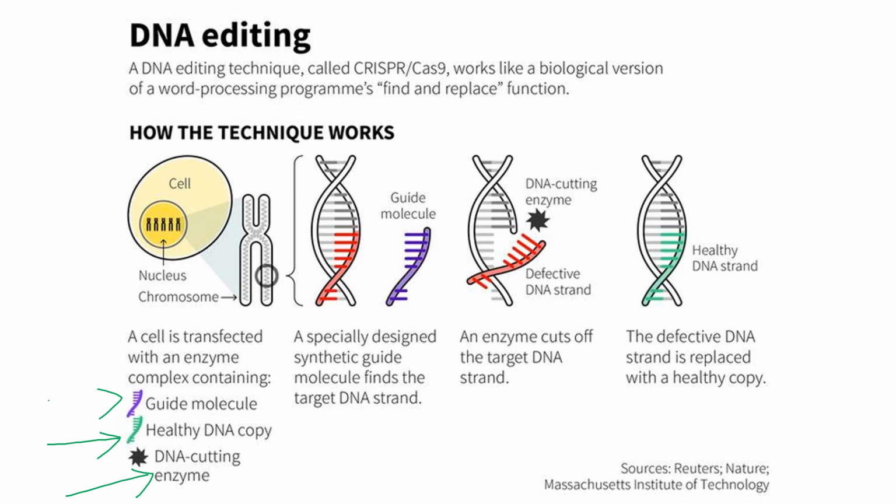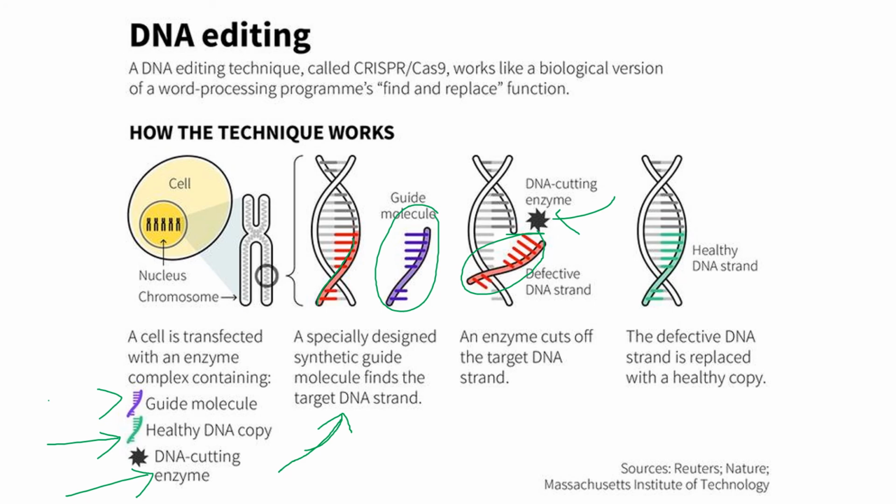A specially designed synthetic guide molecule finds the target DNA strand. So DNA is very huge. When we want to find a particular DNA, we have to prepare a guide molecule. Now, an enzyme also attaches along with that guide molecule to the defective piece. So what happens? This enzyme helps to cut that defective molecule from the original DNA.